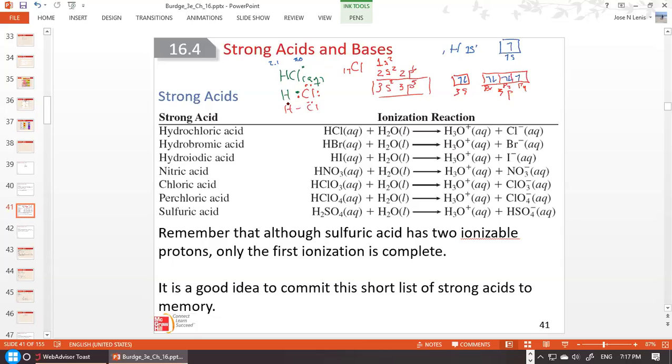Also, due to the difference of electronegativity, a dipole moment forms here, positive and negative. Also making this bond weak, because this pair of electrons is closer to the chlorine nucleus. So we have a covalent bond.